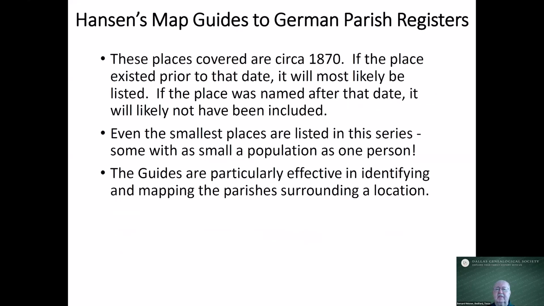Hansen's map guides have dates around those of 1870. So if the place you're looking for existed then, it most likely will be there. If it's a more recent place that's formed, then it most likely won't be there. He's included some places where only one person lived, but it's actually in the map guide. And the records will be at some neighboring parish, and he'll tell you which parish it is. And again, since they're map guides, they are particularly effective at identifying the neighboring parishes.